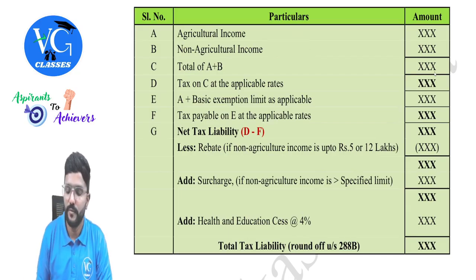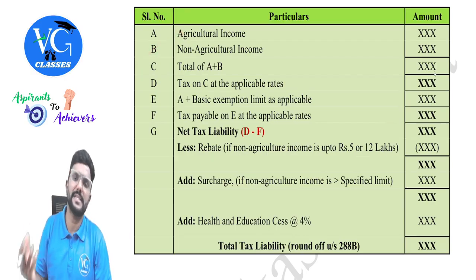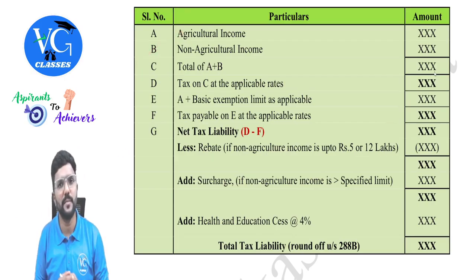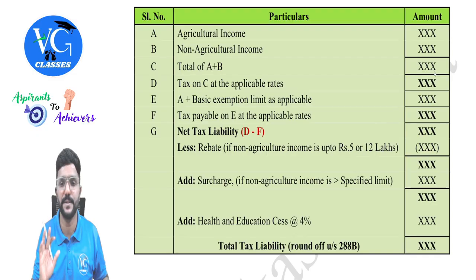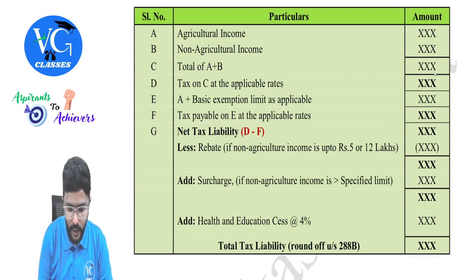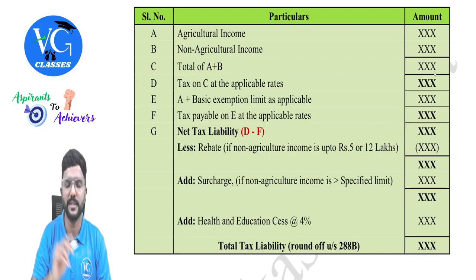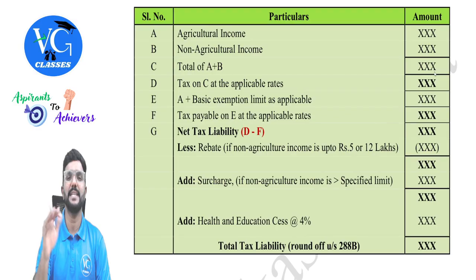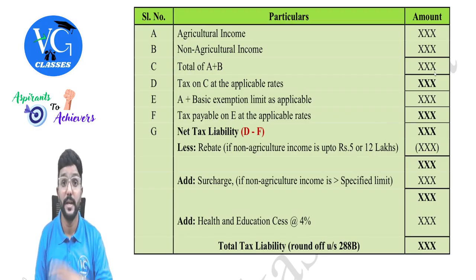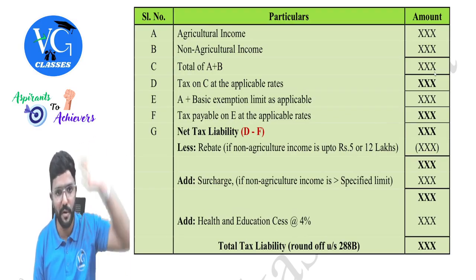So we add up both, and this non-agriculture income can be any income. Sir, can it be a salary income also? Can it be a business income also? Can it be a house property income also? Yes, it can be any income, but other than agriculture. Total of A and B, that is agriculture plus non-agriculture, is C. Then tax on C at the applicable rate, that is as applicable to the assessee, depending upon the scheme followed by them, whichever we already learned.